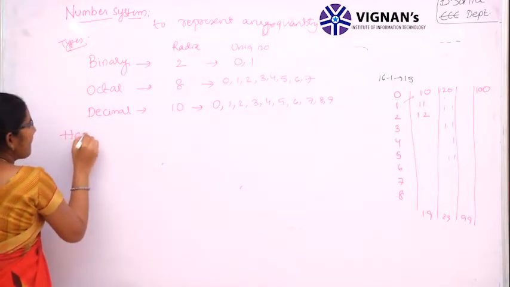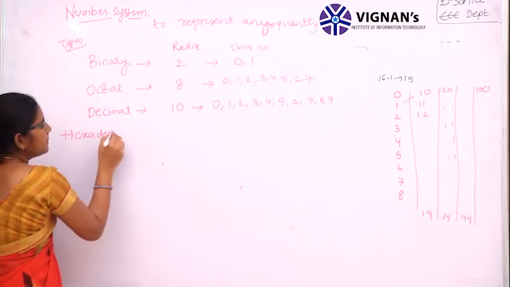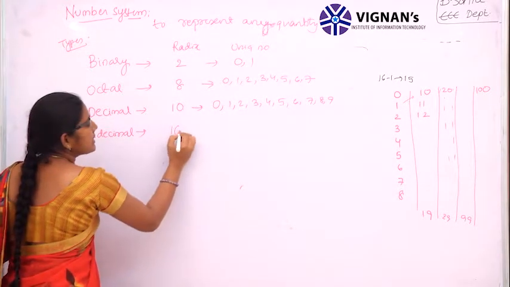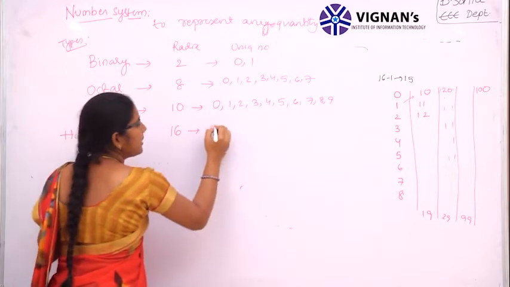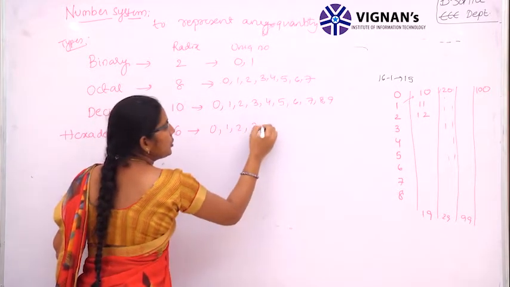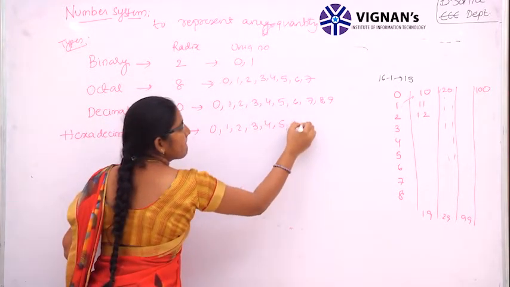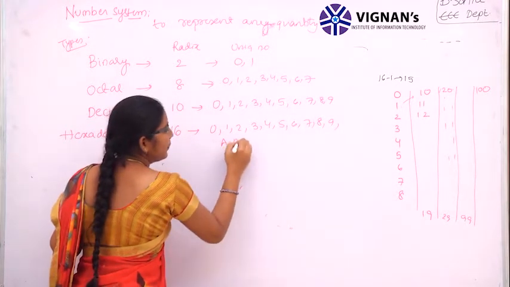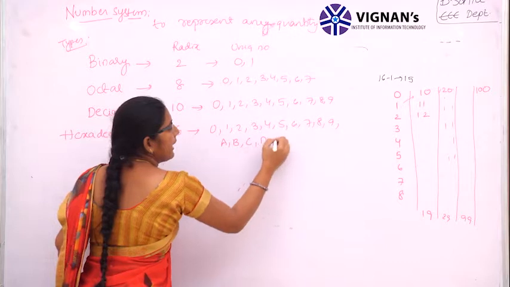Next we are having the hexadecimal number system. The radix is 16 and the numbers are 0 to 9 and A to F.